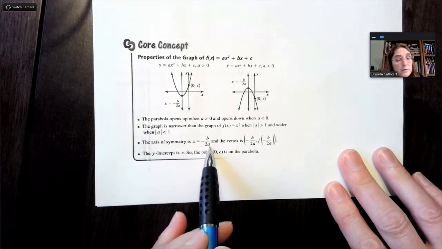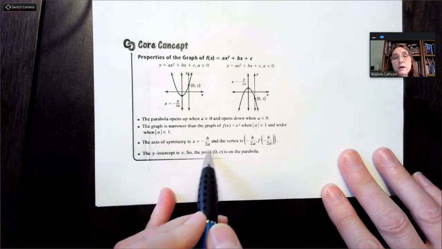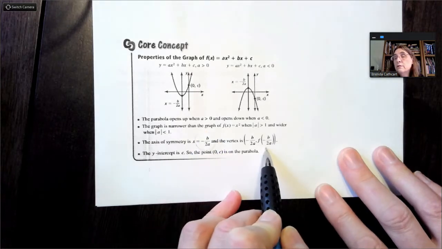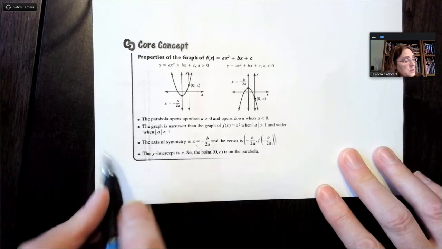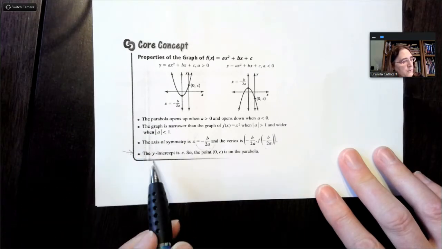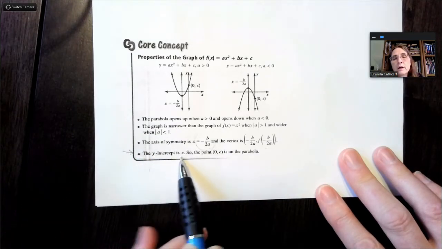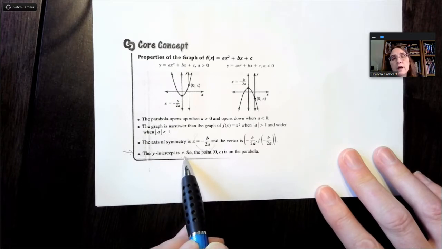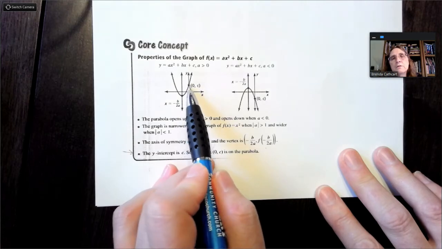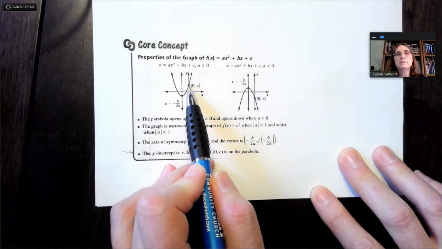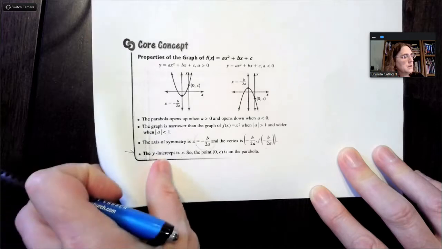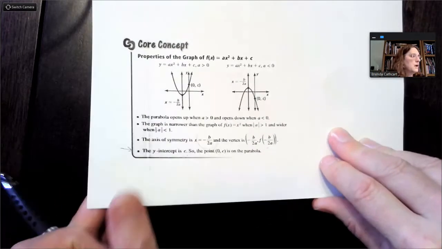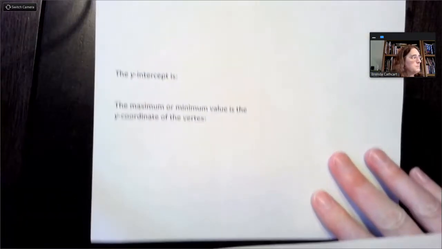Finally, to find our vertex, once I find the line of symmetry, I take that value for x and plug it into the function. A nice point to use to get the graph of the parabola is the y-intercept. Remember, the y-intercept is the coordinates of y when x is 0. So our y-intercept would be here at (0, c). That's a lot of information. So let's go through an example step by step.